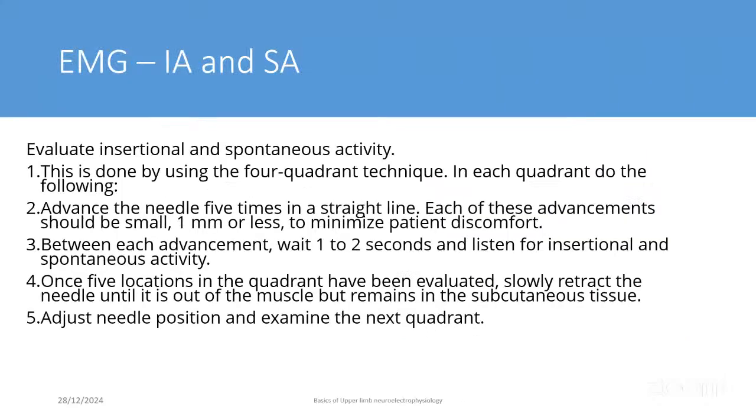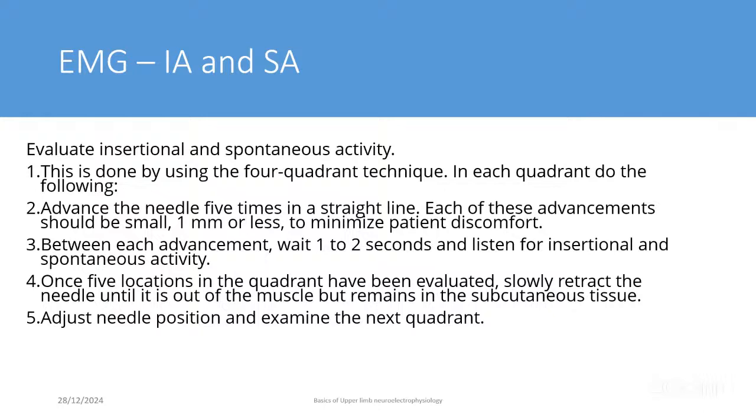So you have to evaluate insertional and spontaneous activity by using the 4-quadrant technique. In each quadrant, do the following. Advance the needle 5 times in a straight line. Each of these advancements should be small, 1 millimeter or less, to minimize the patient discomfort. Between each advancement, wait 1 to 2 seconds and listen for insertional and spontaneous activity. Once 5 locations in the quadrant have been evaluated, slowly retract the needle until it is out of the muscle but remains in the subcutaneous tissue. Adjust the needle position and examine the next quadrant.